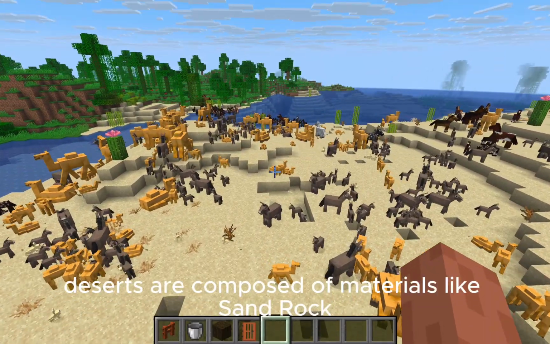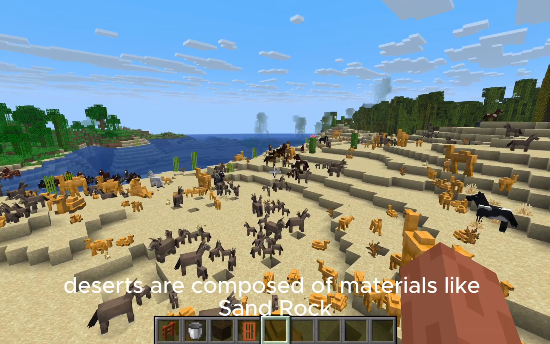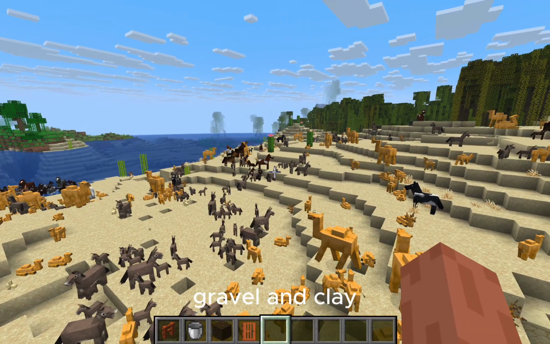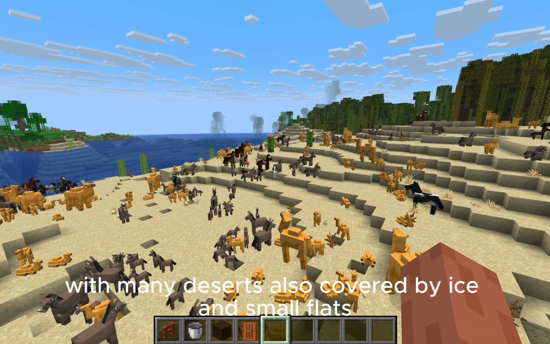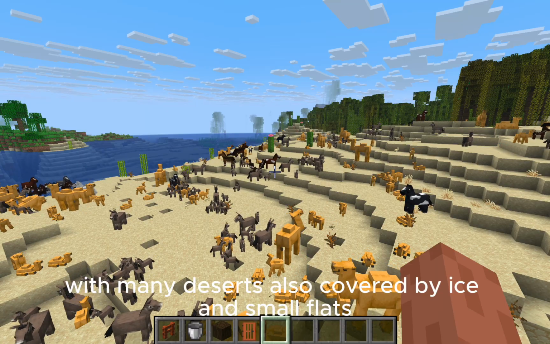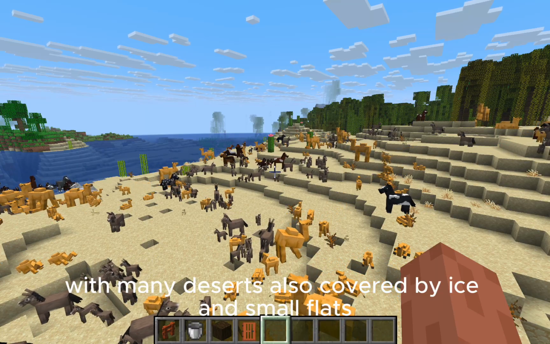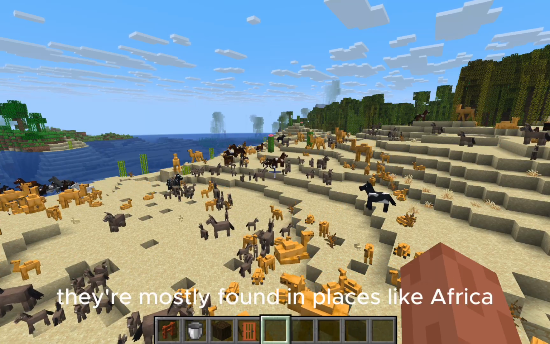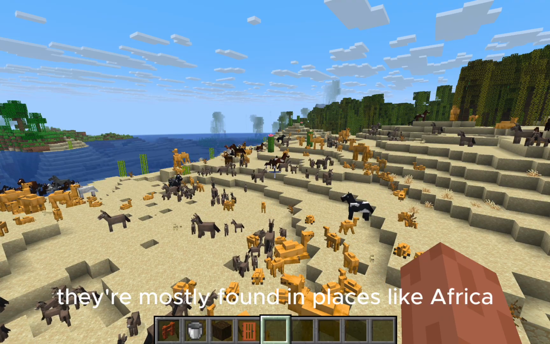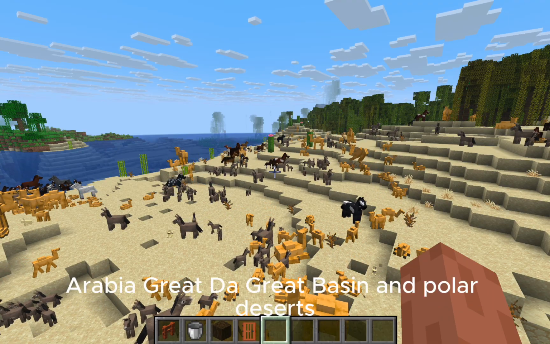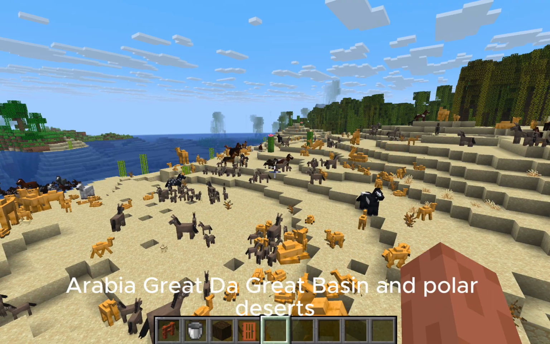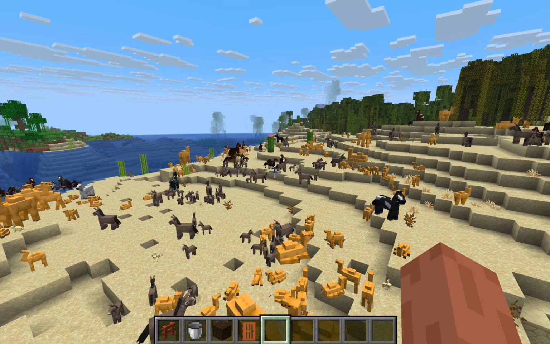Deserts are composed of materials like sand, rock, gravel, and clay, with many deserts also covered by ice and salt flats. They're mostly found in places like Africa, Arabia, Great Basin, and polar deserts.